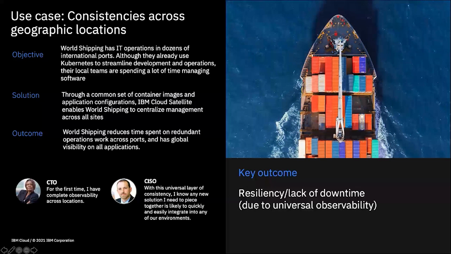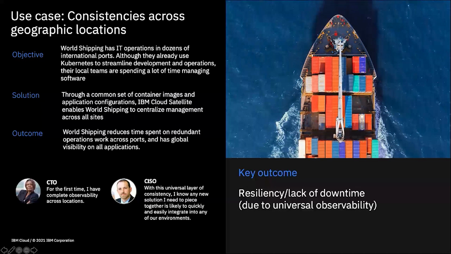And although they already use Kubernetes to streamline development and operations, their local teams are spending a lot of time managing software. So through a common set of container images and application configuration, IBM Cloud Satellite enables World Shipping to centralize management across all sites. And World Shipping reduces time spent on redundant operations work across ports, and has global visibility of all applications. And this is really a common use case that we're seeing.